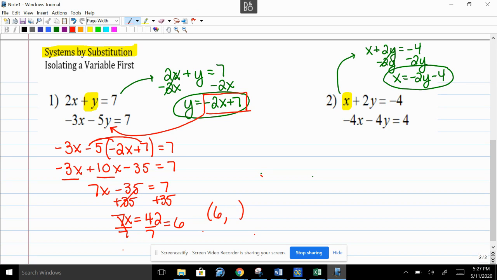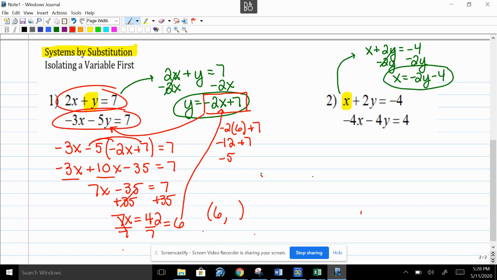Okay. Now you could really take that 6 and plug it in wherever you want. You could plug it into this equation. You could plug it into this equation. The easiest place to go is to take that 6 and put it right there. It's going to give you the answer right away. Negative 2 times 6 plus 7, which is negative 12 plus 7, which is negative 5. So my first answer is 6 comma negative 5.